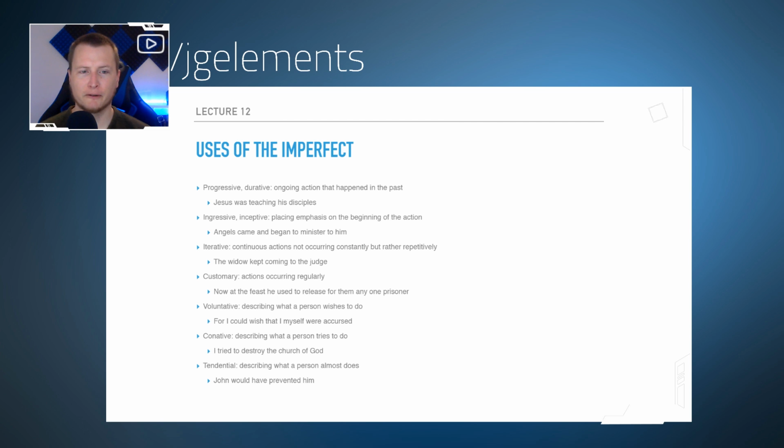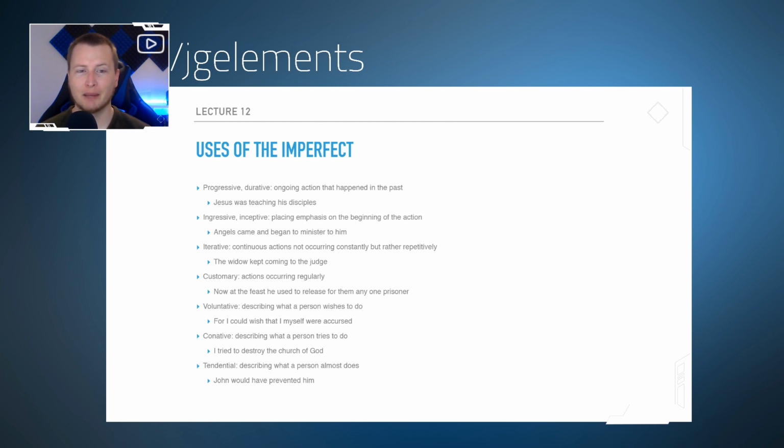Now, how do you use the imperfect? These are just some quick references on how to possibly translate it. You'll find more information in Wallace and BDF. One is a progressive durative use that expresses ongoing action that happened in the past. For example, in English, Jesus was teaching his disciples. So he was teaching. It's this idea of ongoing action happening in the past.